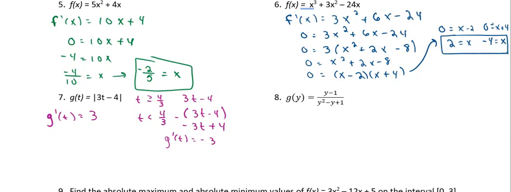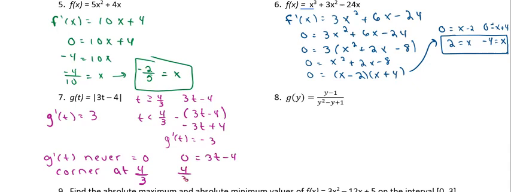But the moral of the story is there is no number that's going to get us a derivative of 0. So g prime of t is never equal to 0, because it's always either 3 or -3. But we will have a corner at 4/3 because 0 equals 3t minus 4. So 4/3 equals t. So we'll have a corner at 4/3. That means that 4/3 is still a critical point, a critical number.